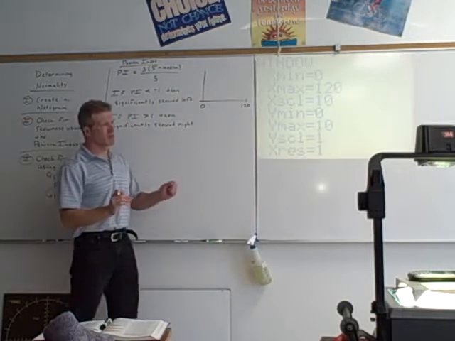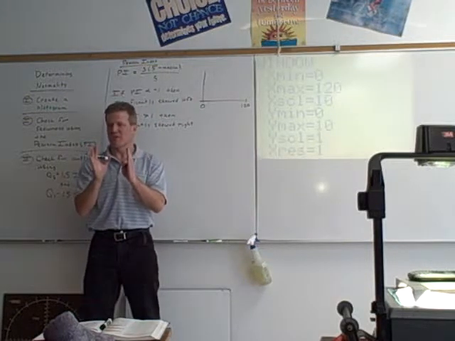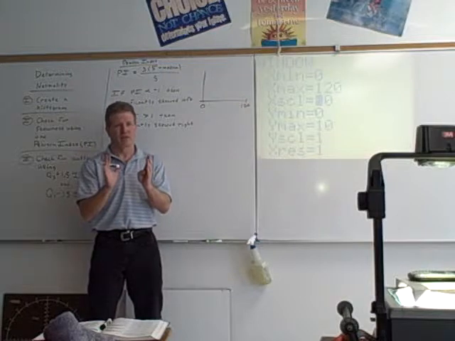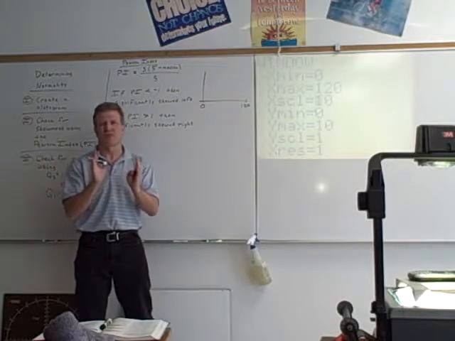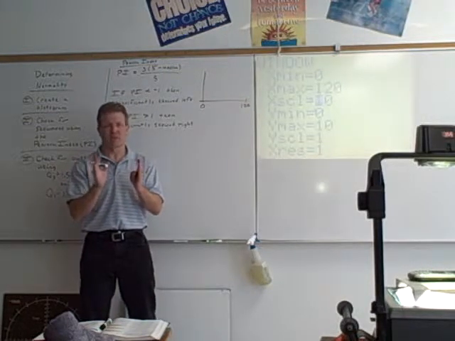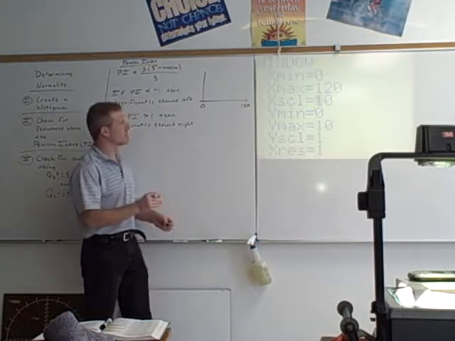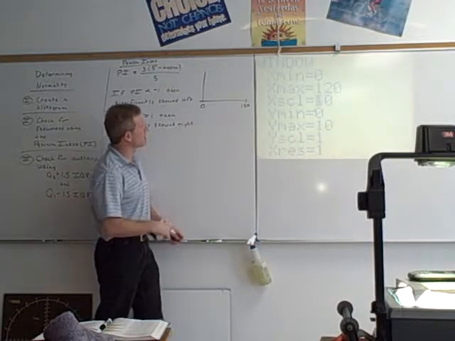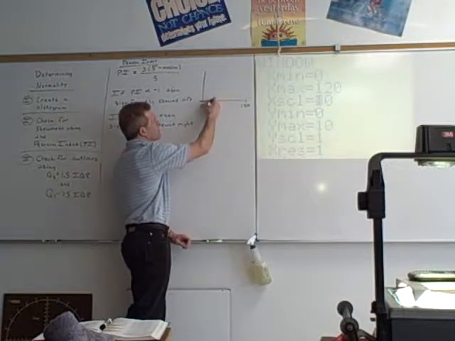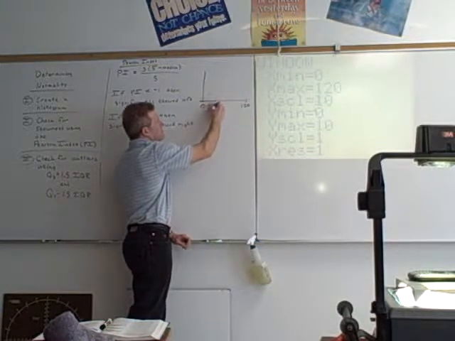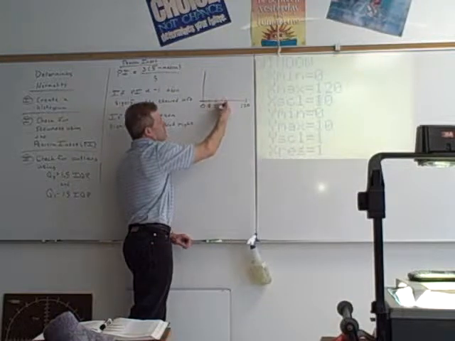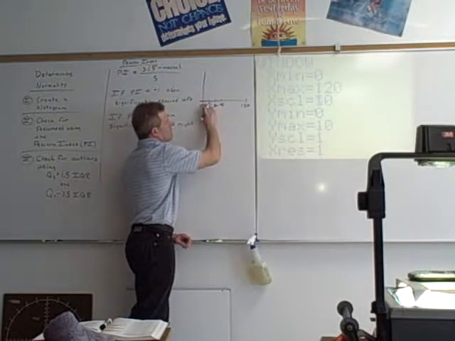So if I want the first bar to go from 0 to 10, I set my X scale at 10. If I want my first bar to go from 0 to 15, I set my X scale at 15. If I want it to go from 0 to 20, I set it at 20. All right, so I don't know, let's set it at 15. So my first bar will go from 0 to 15, and 15 to 30, 30 to 45. I'm going to run out of room.